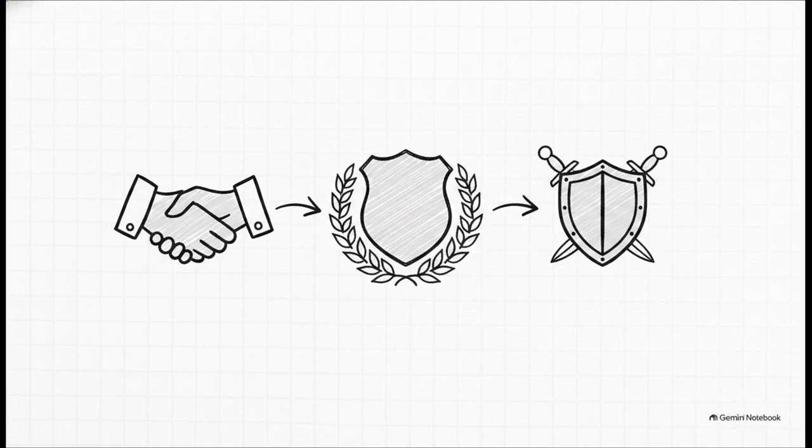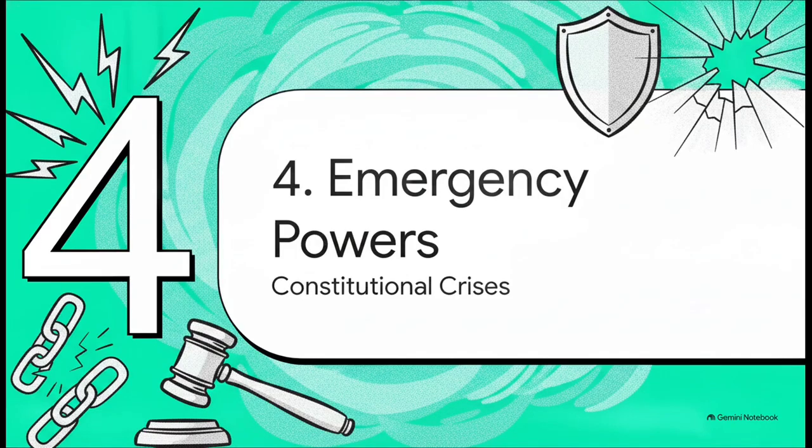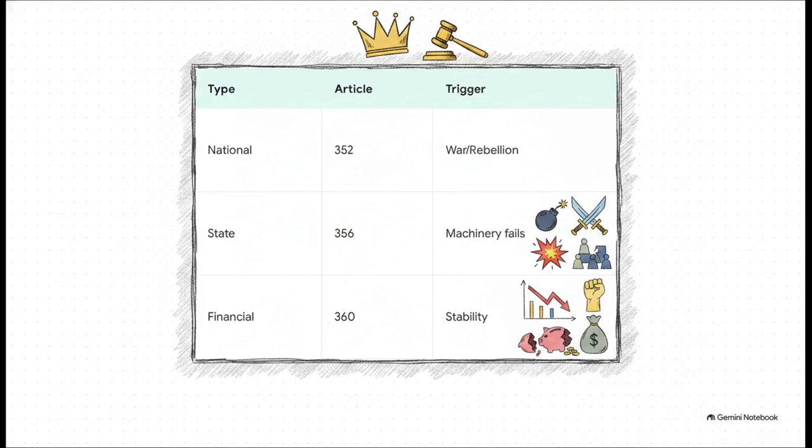And perhaps most importantly for national security, the president is the supreme commander of the defense forces, officially appointing the chiefs of the Army, Navy, and Air Force. Section 4. The Emergency Powers, Managing Constitutional Crises. So the crucial question is, what actually happens when the normal constitutional machinery faces a severe crisis?